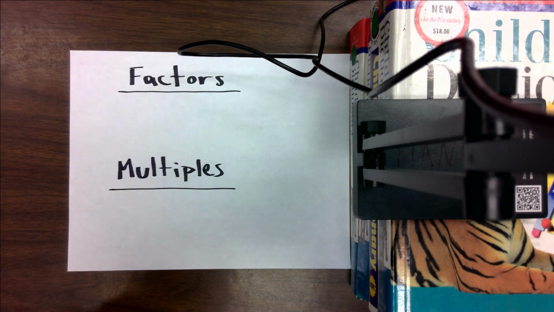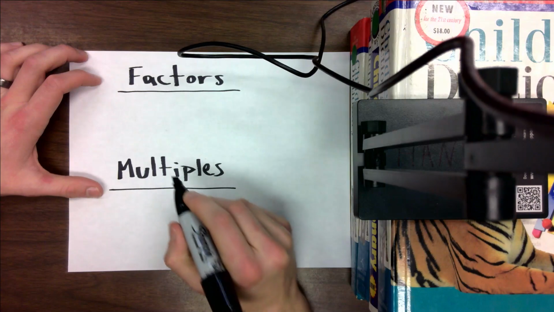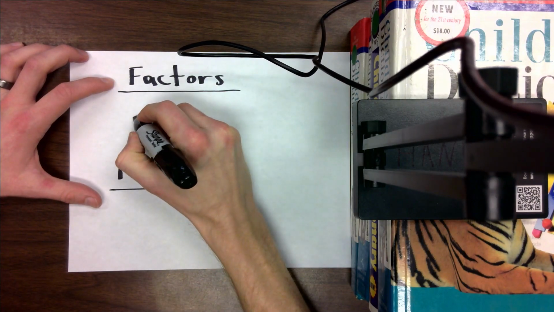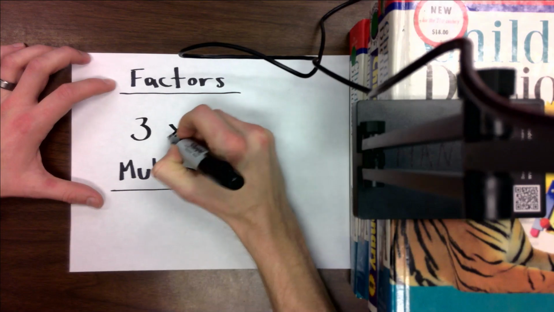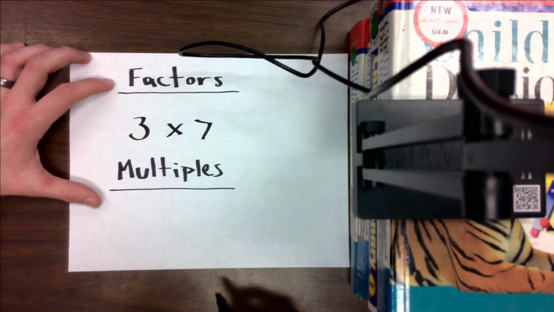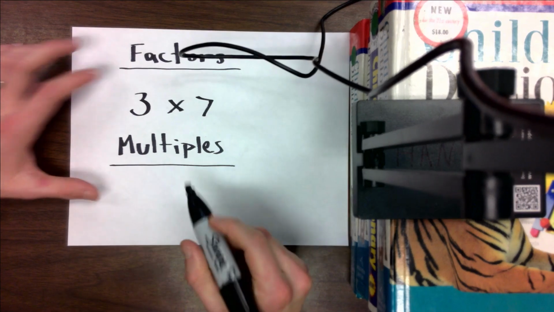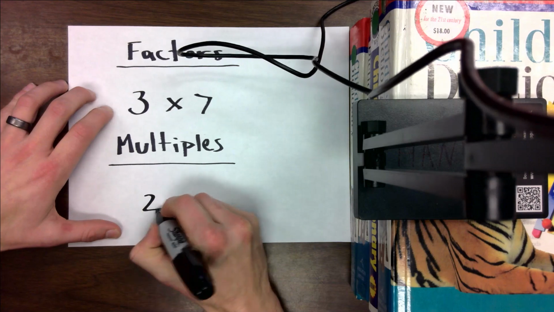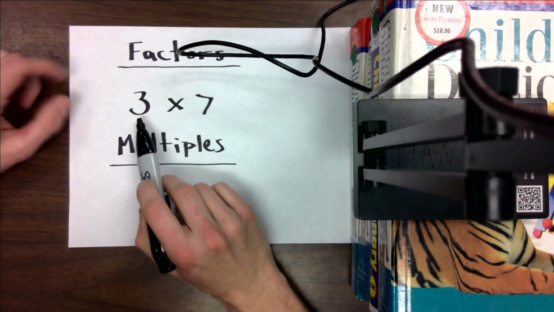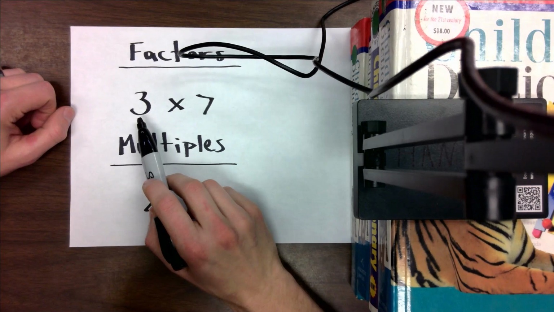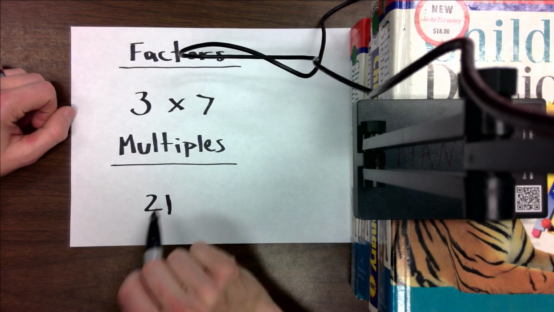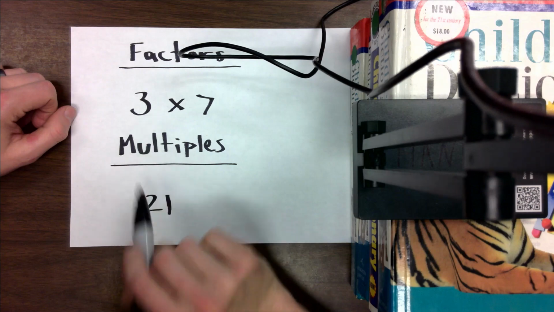Here is a quick rundown. For example, if I have the equation 3 times 7, my factors are 3 and 7. My multiple in this case would be 21. If we count by threes, we will eventually get to 21. Therefore, 3 is a factor of 21.